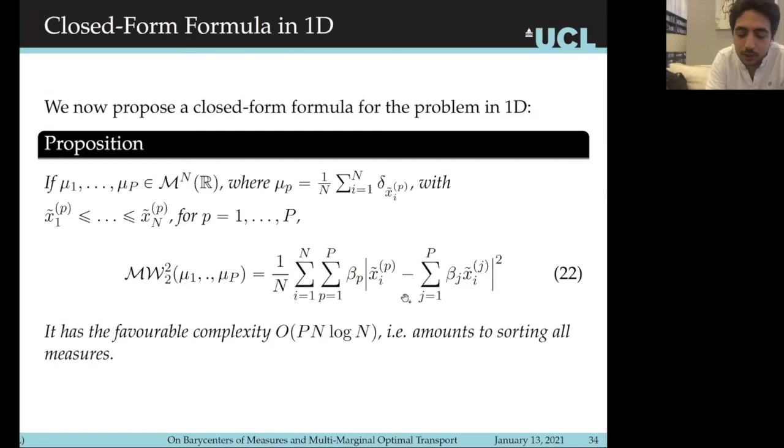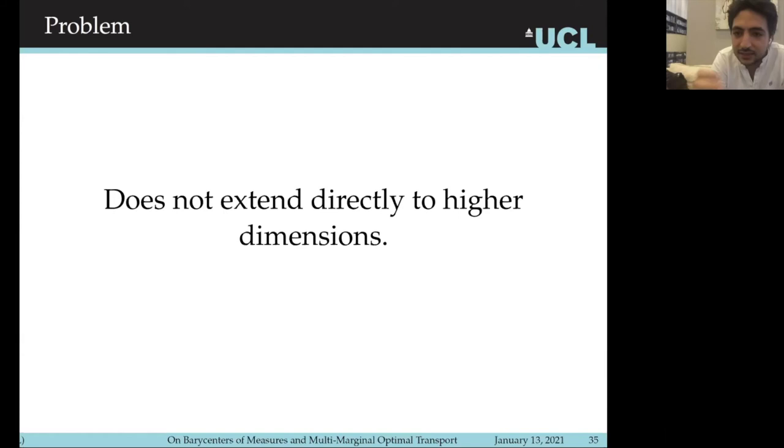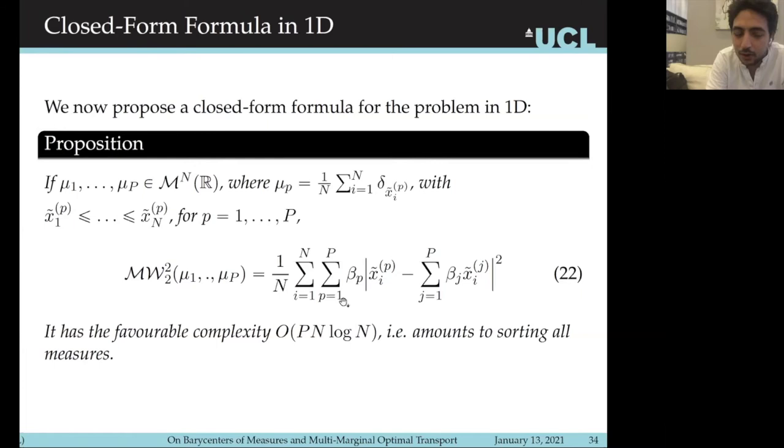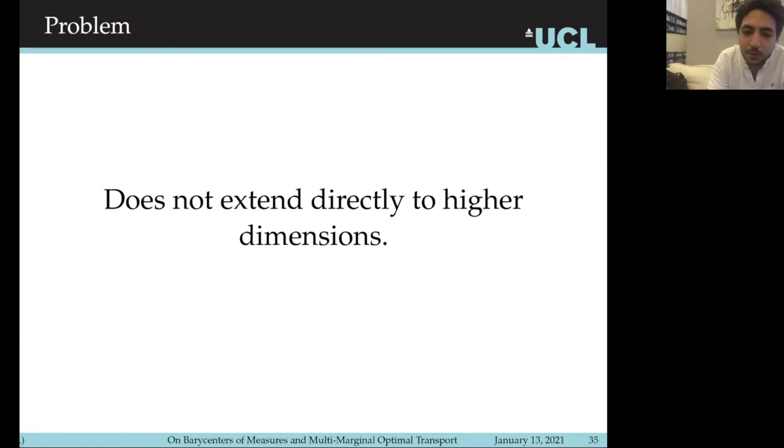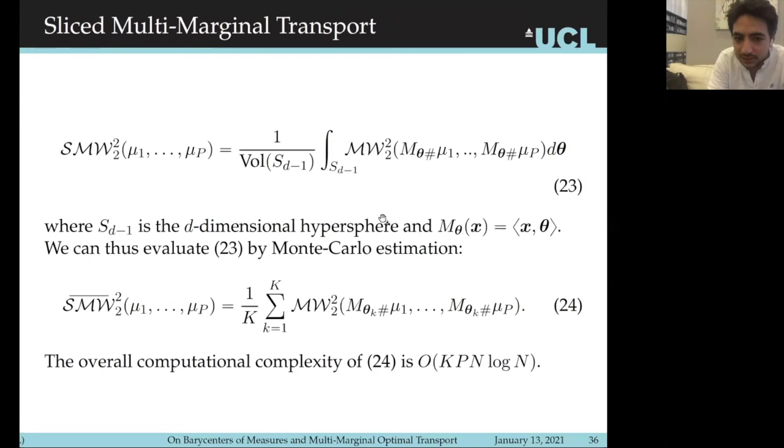But the problem is that the approaches used to prove these sorts of results don't extend to higher dimensions. The reason for that is that we rely on sorting here. Computing this distance amounts to sorting each of the measures and then computing this sum. The problem is that it's not clear how to do that in dimensions higher than R, because there is not a clear notion of what it means to sort. So this doesn't extend directly to higher dimensions. And so what everyone has been doing in the slice literature is to define new distances.